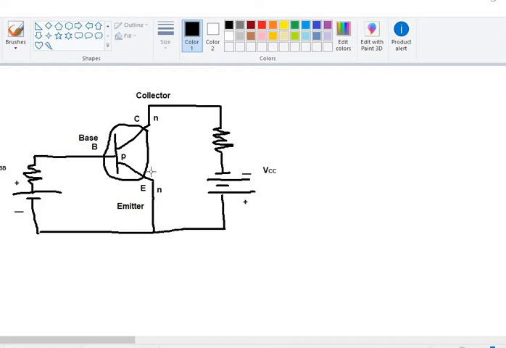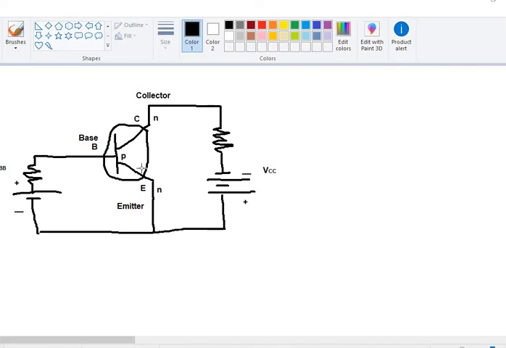So yesterday we were talking about the construction of the transistor circuit, that when we are having this type of circuit, an NPN type of transistor is connected with this circuit. So how would we know whether it is an NPN or PNP transistor?